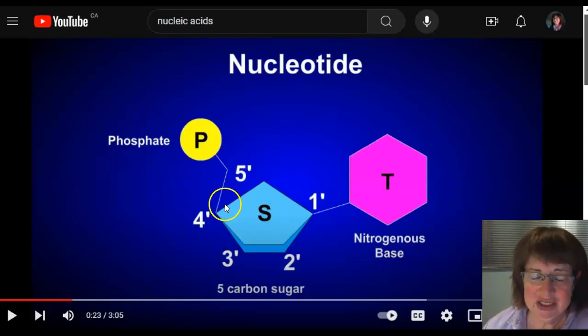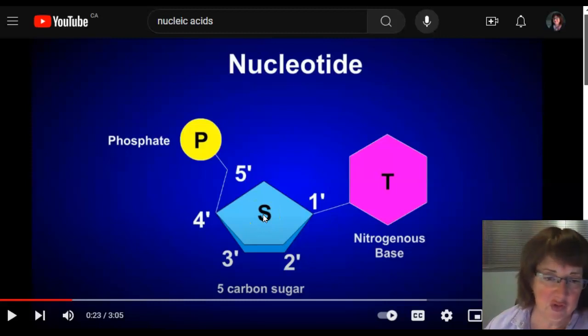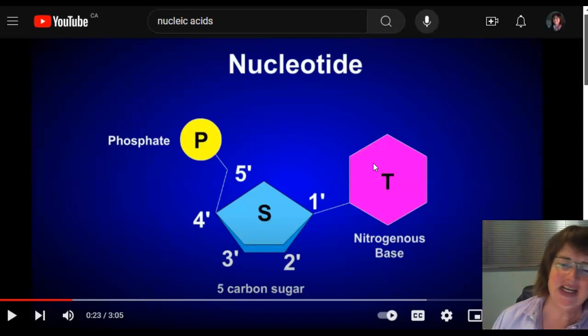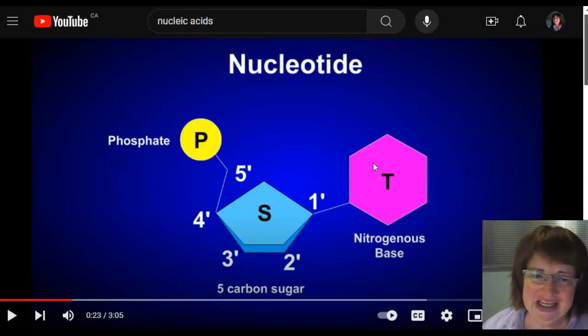So here is our sugar, and you know how we talked about each corner is a carbon? This is a 5-carbon sugar called ribose, and it is 5 carbons. Then you have our phosphate group, and then if you remember in DNA we talk about A's, T's, G's, and C's. This is our nitrogenous base. And when you have a sugar, phosphate, and a nitrogenous base, you have a nucleotide.